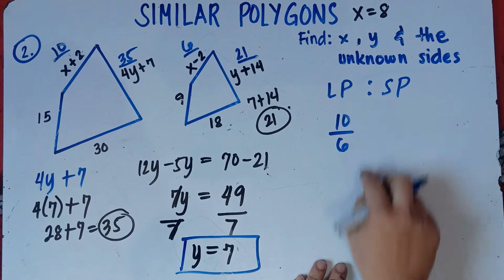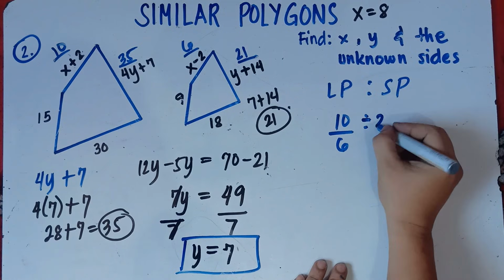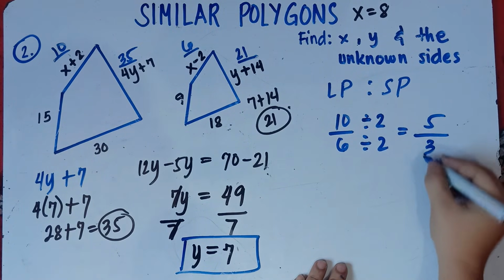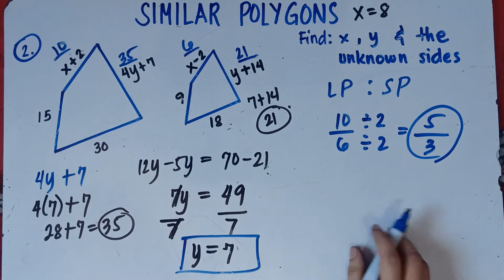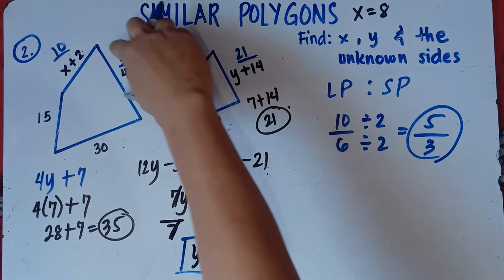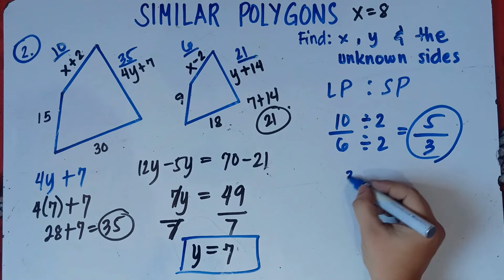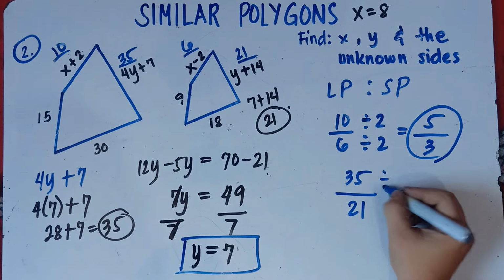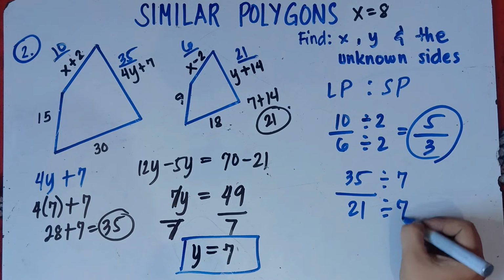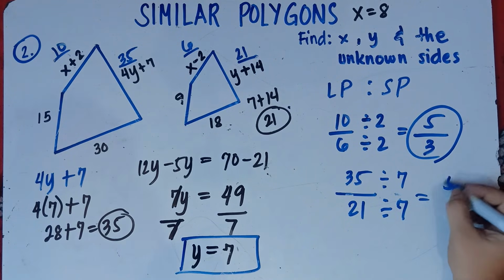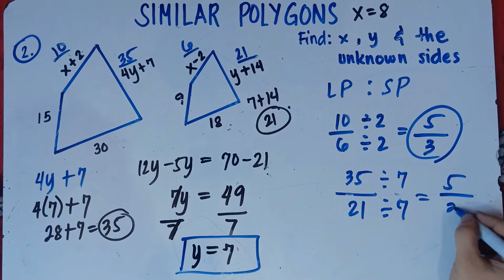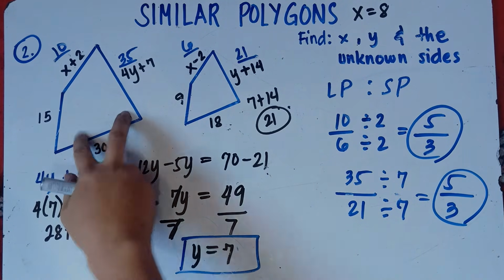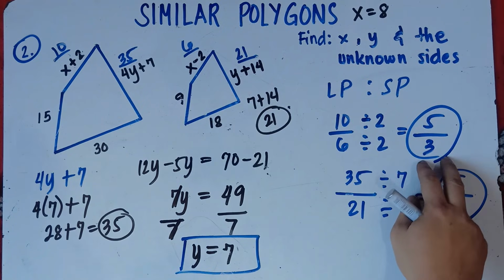So we can reduce this one by 2. So 10 divided by 2, that is 5. 6 divided by 2, that is 3. So the scale factor class, it should be the same. Even if you check this side over this side, 35 over 21, we can reduce this one by 7, right? So 35 divided by 7, that is 5. 21 divided by 7, that is 3. So the scale factor of the larger polygon to the smaller polygon, that is 5:3.